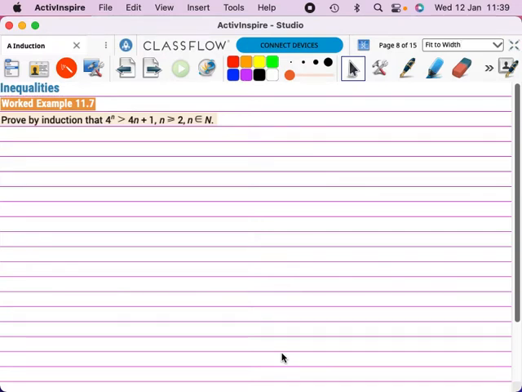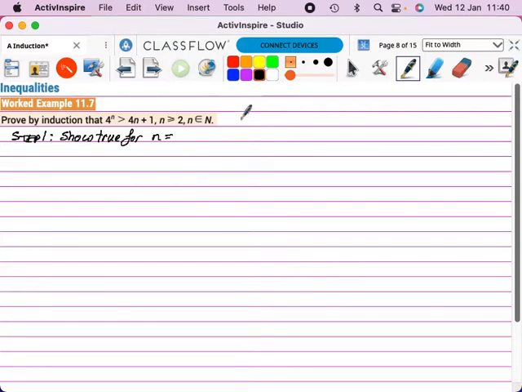Proof by induction involving questions which involve inequalities. And there's no real difference from what we've done before, except in step 1 we need to take care. Step 1 is, as we know by now, show true for n equal to, and it's always the smallest value of n. Always the smallest value of n.